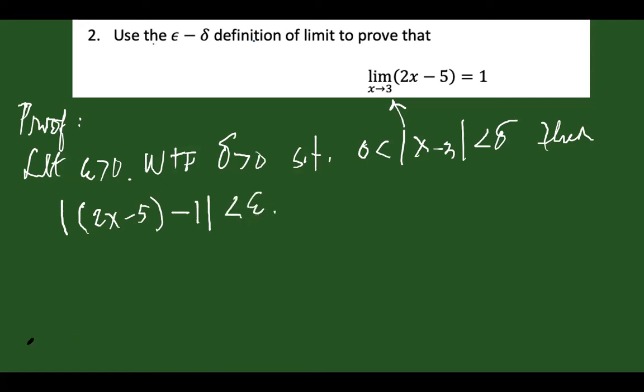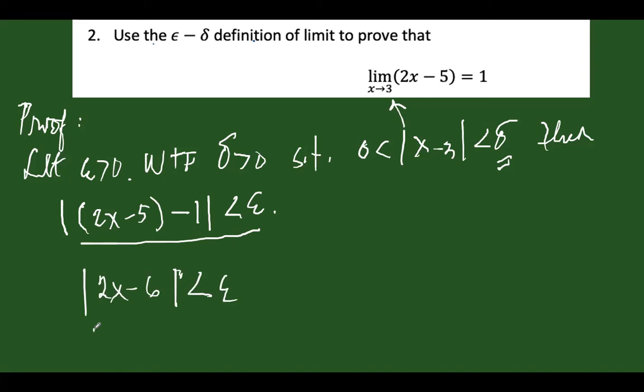So here, we will be using this statement or inequality to find the value of delta. And we need to express this absolute value inequality in this form for us to find the value of delta. Now, let's simplify this inequality. We have the absolute value of 2x minus 6 is less than epsilon.